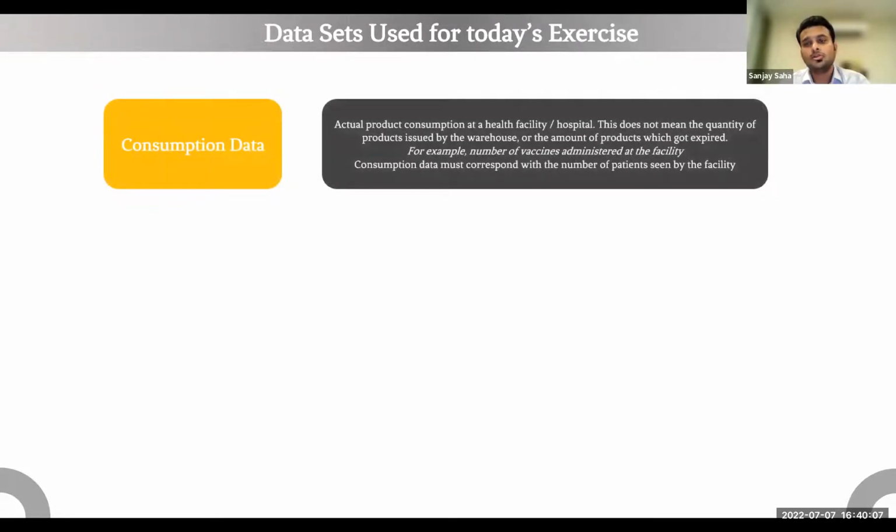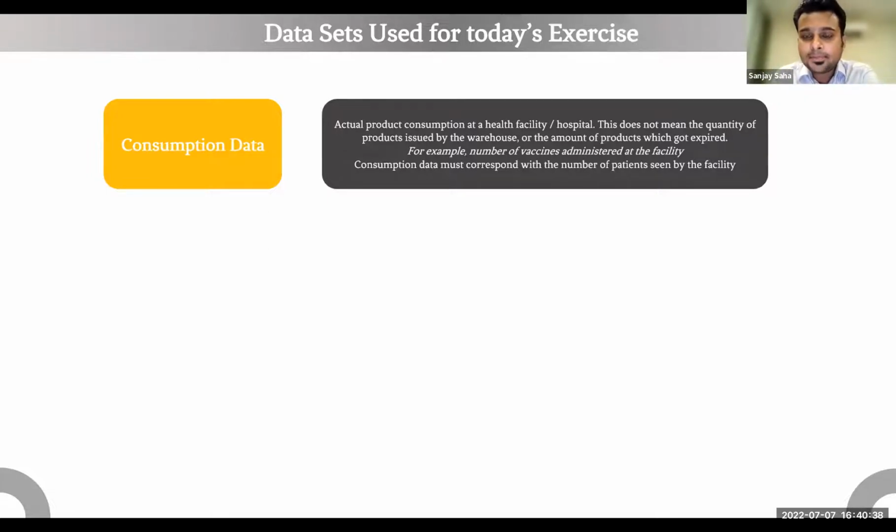But there is one more set of data that we can use for forecasting, and let's look at it here. So the most usual suspect is consumption data, and I think 90% of forecasting in health supply chains happens using consumption data, mainly because it is easier to collect. In supply chain we are collecting consumption or issue data, so that's why the majority of forecasts are developed using consumption data as well.